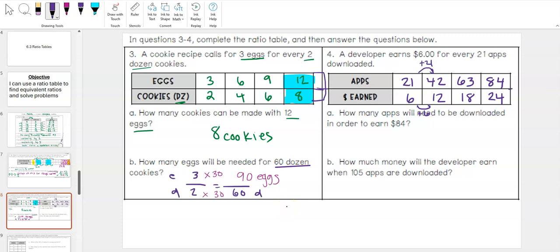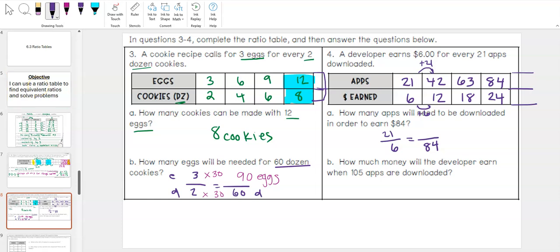So be careful because there is an 84 over here, but that is 84 apps. I want $84. So I would need to continue skip counting by 6s to fill in this table. Another option is to make that equivalent ratios, knowing that this is 21 and this is 6. This would be 84, and then solving using our math here.